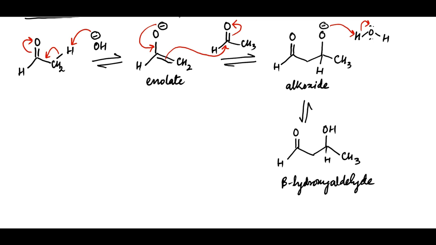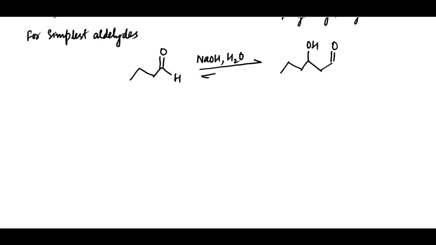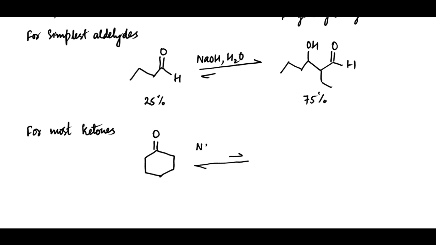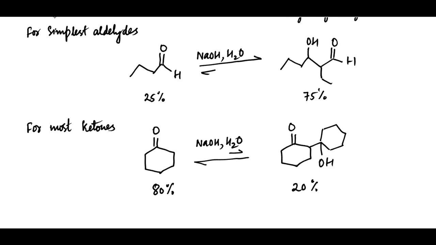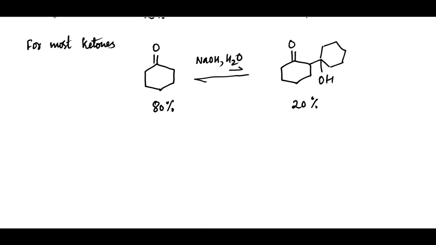Notice the use of equilibrium arrows for every step of the mechanism. For most simple aldehydes, the position of equilibrium favors the aldol product. However, for most ketones, the aldol product is not favored, and poor yields are common. In this reaction, the reverse process is favored, that is, the β-hydroxy ketone is converted back into cyclohexanone more readily than the forward reaction. This reverse process is called a retro-aldol reaction.